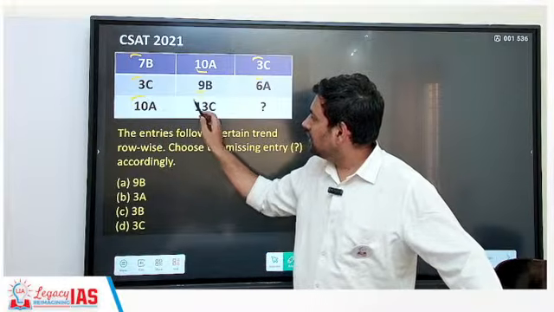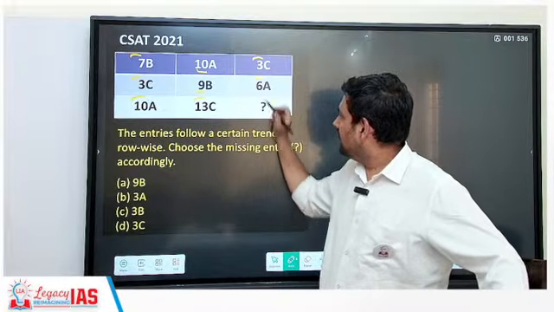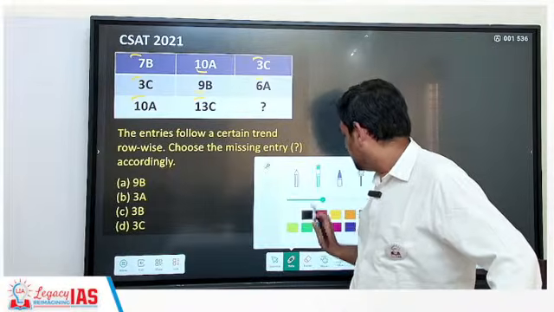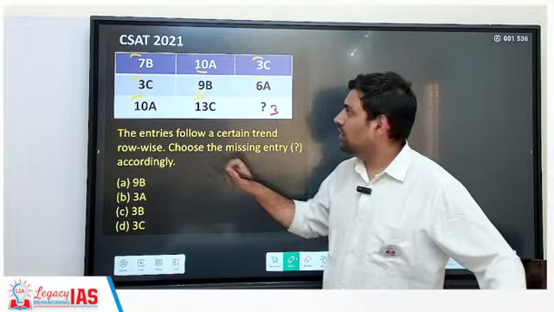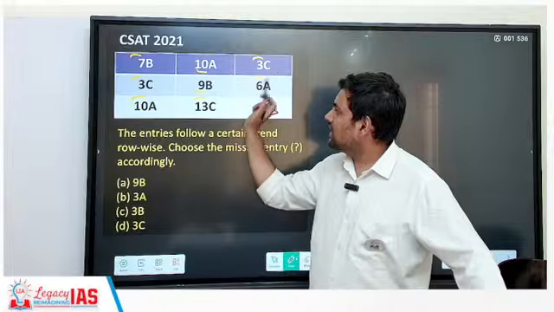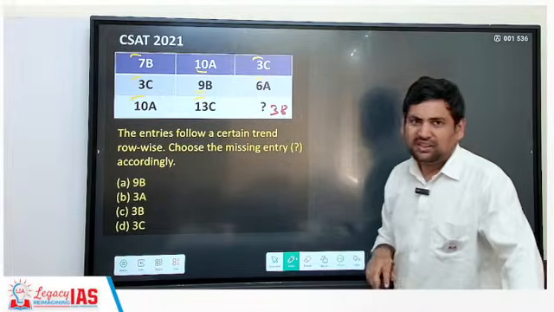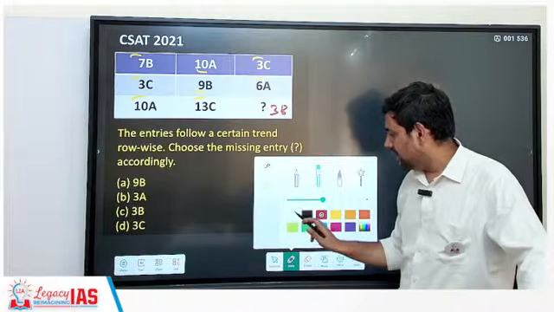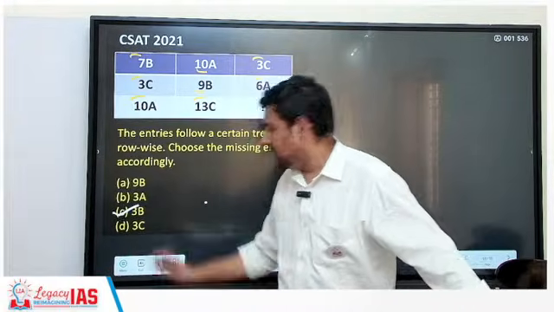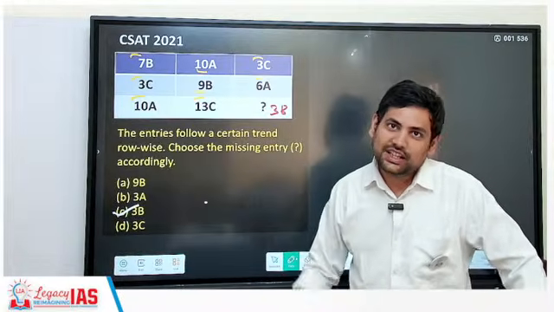Then 10 here, 13 here. So what should have been here? Here you would have 3. So this you got. Now you have here A, B and C, A, B and C, A, C. So what should be here? B. Fairly simple. The answer becomes 3B. That is, the answer is C.